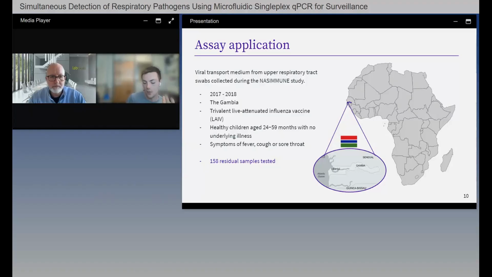And different groups were either given the vaccine or the placebo, and they were enrolled to follow-up appointments throughout the 2 years after that. So if they presented with symptoms of fever, cough, or a sore throat, they would be called to clinic, and swabs would be taken to see effectively what viruses they've got.